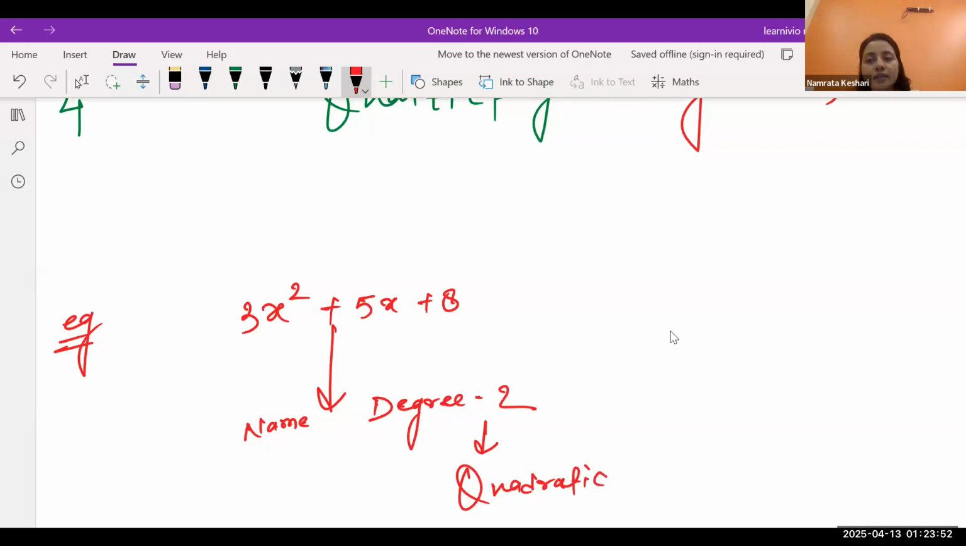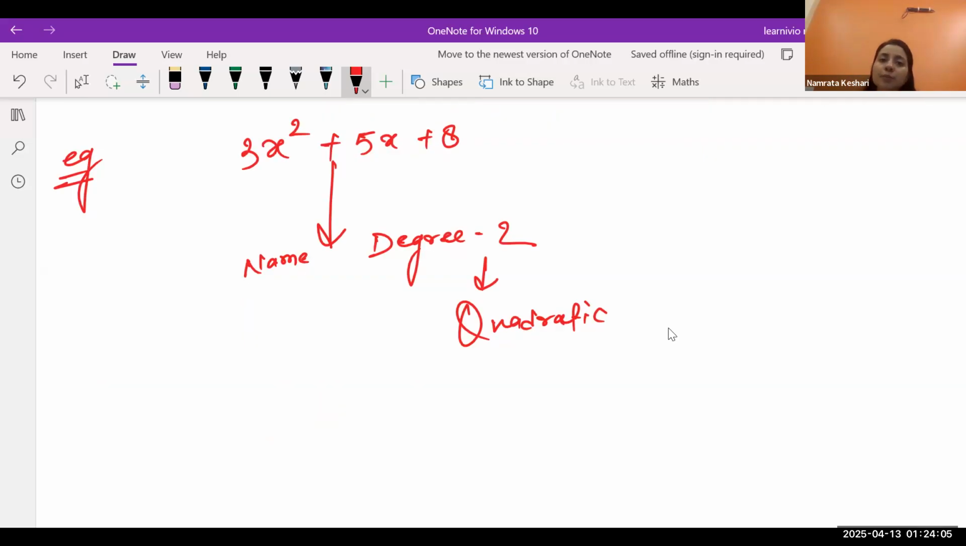So whenever the name is asked, whether it says classify the name, identify the name, or mention the name, first you are going to check the degree. Whatever the degree, accordingly you will name it. Now let me add over here, after degree 4, the question will not be there about the name. Suppose I write a polynomial x to the power 5 plus 2x to the power 4 plus 32. Here clearly we can see the degree is 5, right?